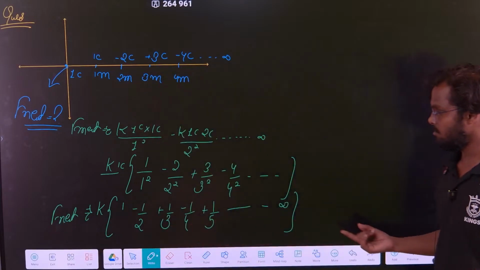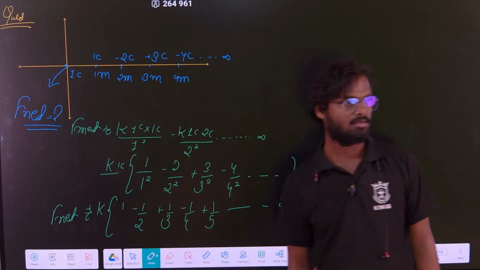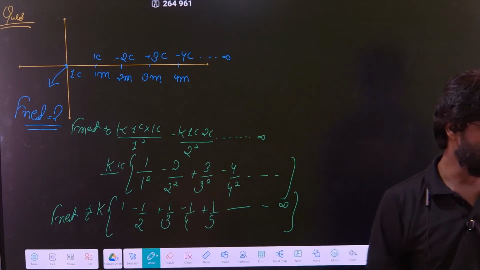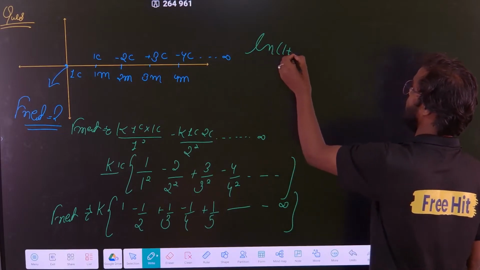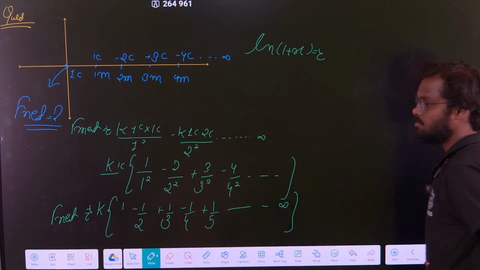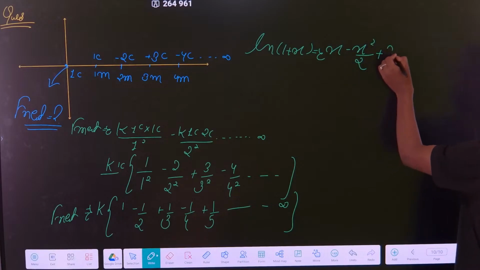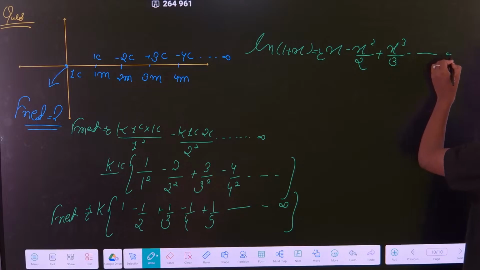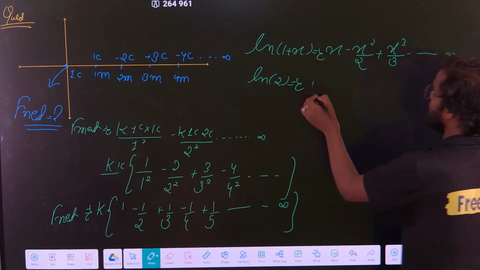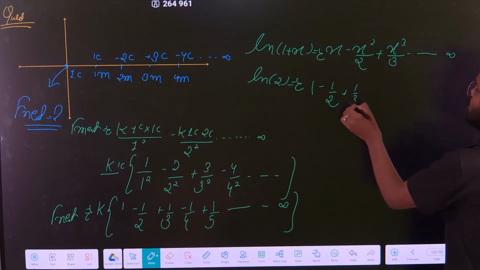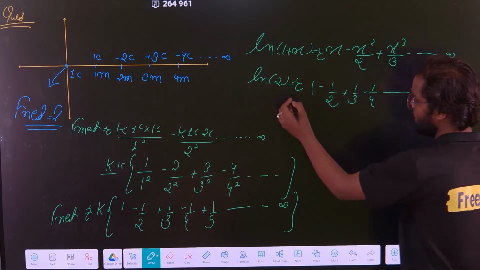Now how do we add this? What is this? Is it AP, HP, GP? If you remember maths, the expansion of ln 1 plus x is x minus x square by 2 plus x cube by 3 and so on up to infinity. Just put x equal to 1 and you will get ln 2 equal to 1 minus 1 by 2 plus 1 by 3 minus 1 by 4, and so on. This is our required sequence, which equals ln 2. So I will use this here directly.